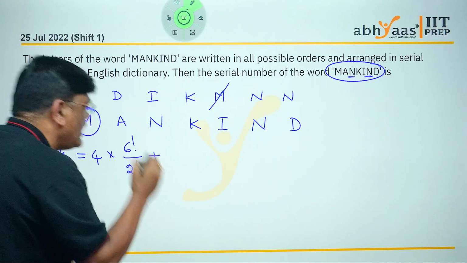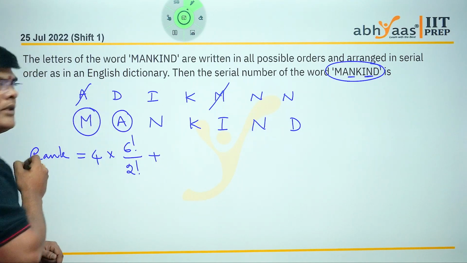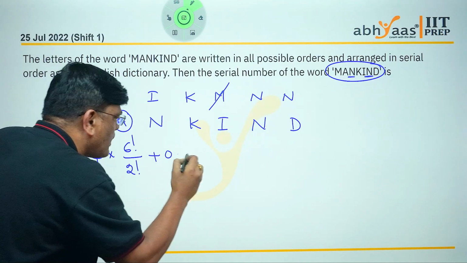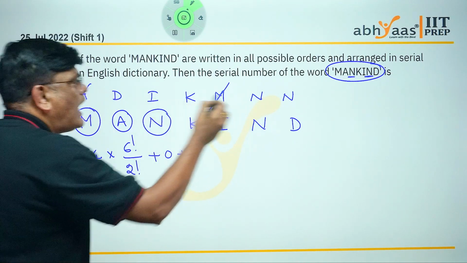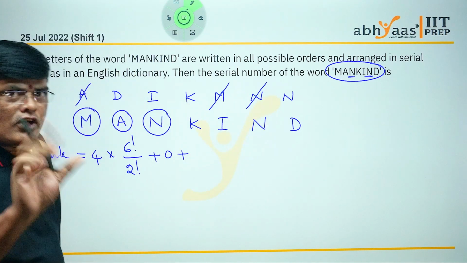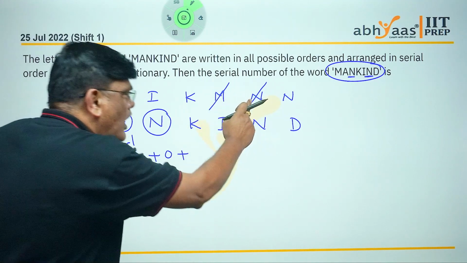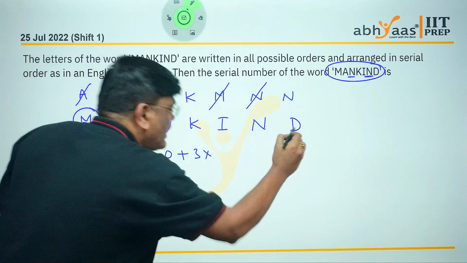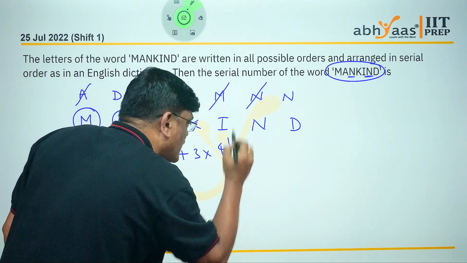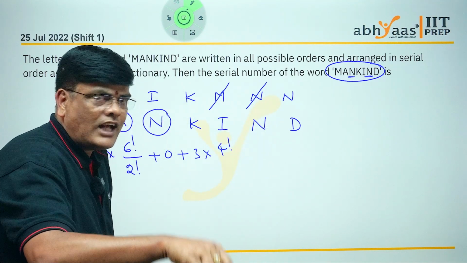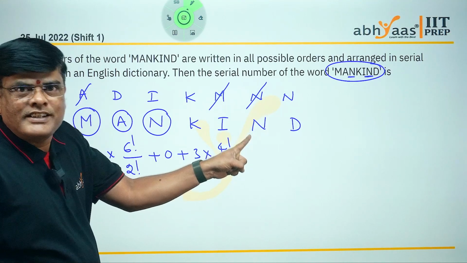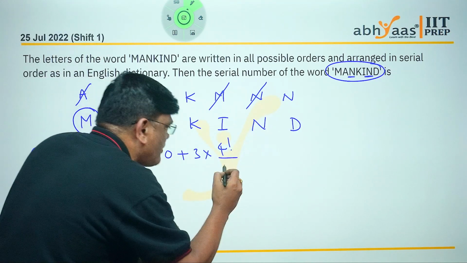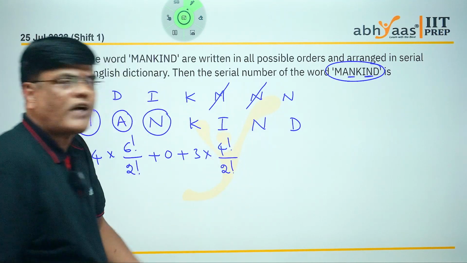Next, plus A circled, A cancelled. Now before A, 0. 0 into anything is 0. Next, plus N circled and N cancelled. First N only we have to cancel. Now before this, how many letters are there? 3, into, now here remaining letters are 4. So 4 factorial. In that, N is repeated twice, because we have to include this also for the repetition. So N is repeated twice means 4 factorial by 2 factorial.